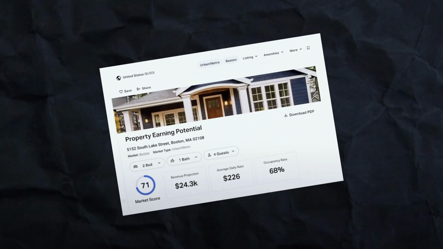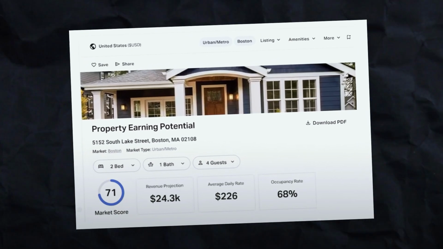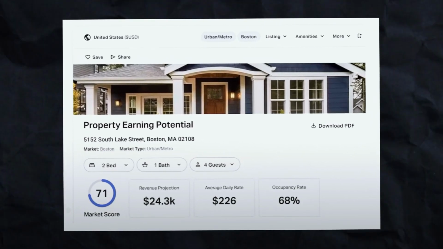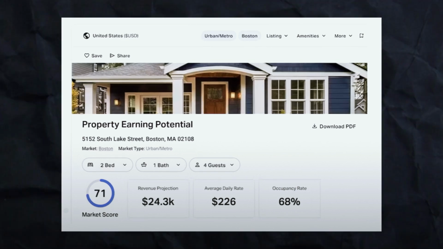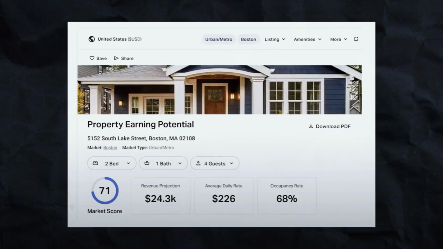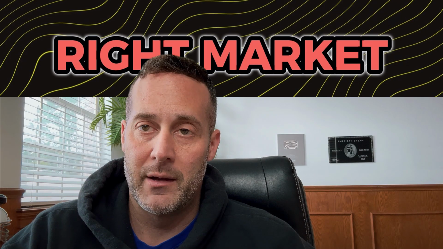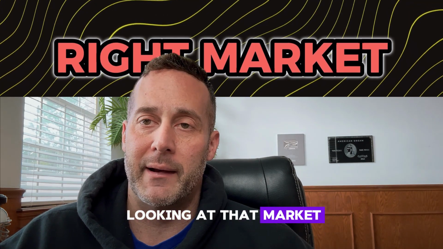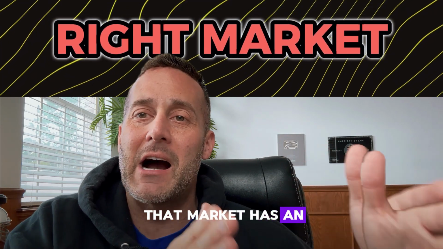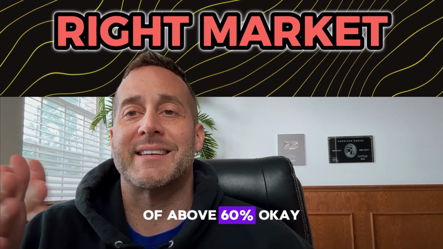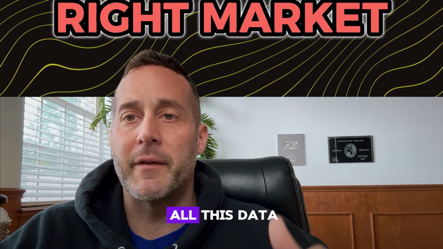airdna.co. And on there, you're gonna look for a market grade above 70. That's how we know we have a good market grade. The other thing you're gonna look for when you get on AirDNA is when you're checking out a market, make sure that that market has more than 250 total active listings in it. Okay, if it's less than 250, probably not gonna be looking at that market. The other metric that I'm gonna look for is to make sure that that market has an occupancy level of above 60%. Okay, and it's gonna have all this data for you guys, okay?